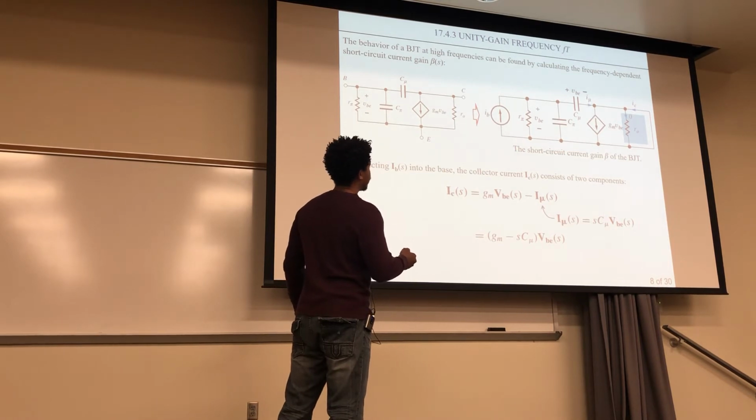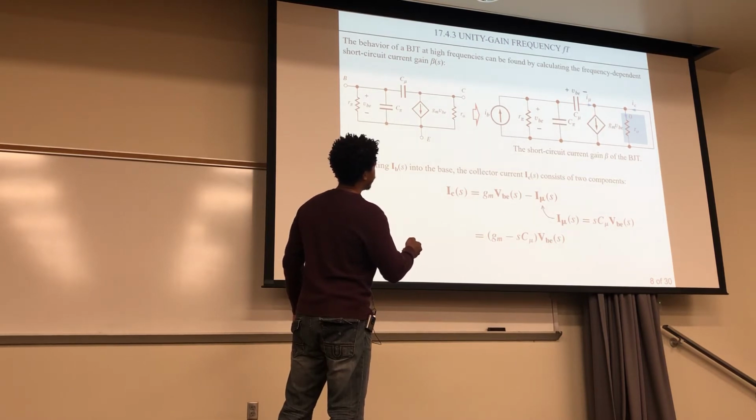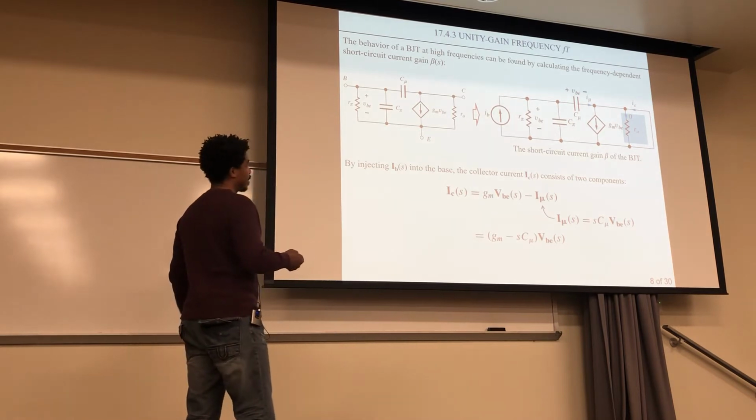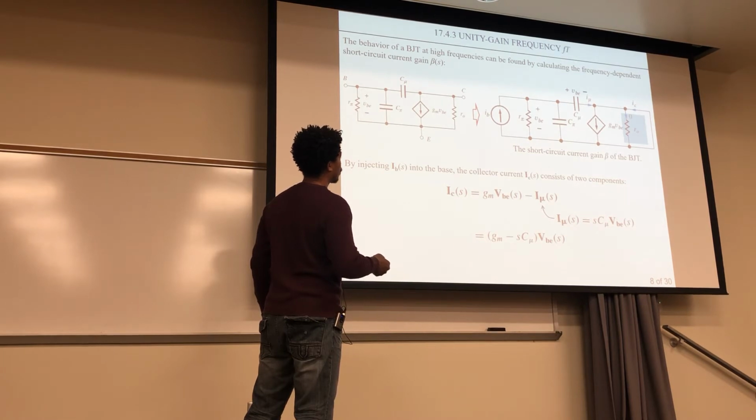Okay, and this I mu, you can think of it as, by Ohm's law, it's just this s C mu multiplied by the voltage BE across the capacitor right there. So since both of these expressions have voltage BE, we can factor that out, and so we have this expression. So this is for this current IC right there.